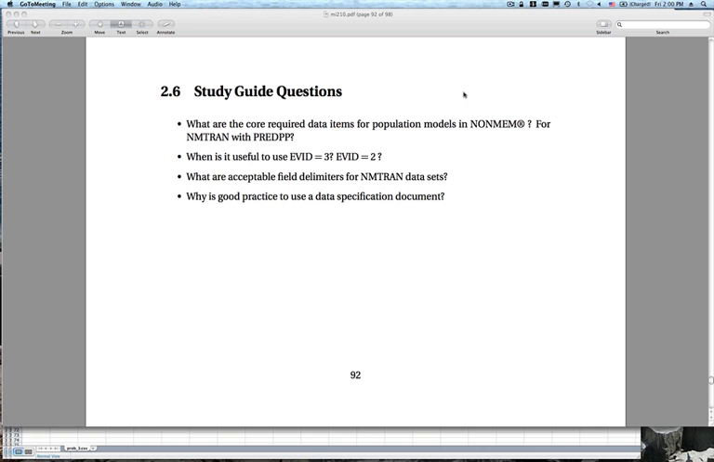Today's the lab session for the NMTran data requirements lecture. We're going to start today with a review of some of the study guide questions. Then we'll work on the homework problems and finish up with some questions that have been posted to the discussion forum.